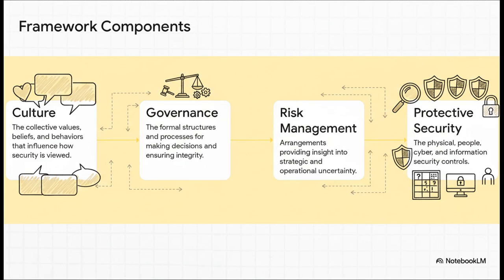And this whole framework really rests on four main pillars. It has to start with culture. I mean, do people in the organization even want to do the right thing? Then you build on that with governance, the rules of the road. Then you have risk management that sees the big picture. And only after all that's in place do you layer on the protective security, the specific tools and controls. You see? Real security isn't just one team's job. It has to be woven into the fabric of the entire organization.